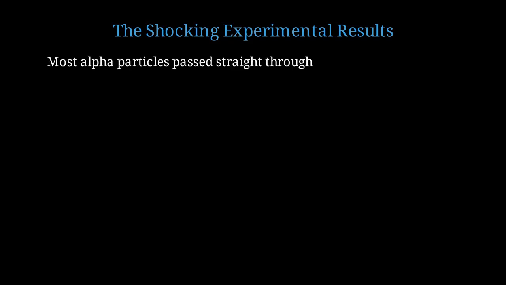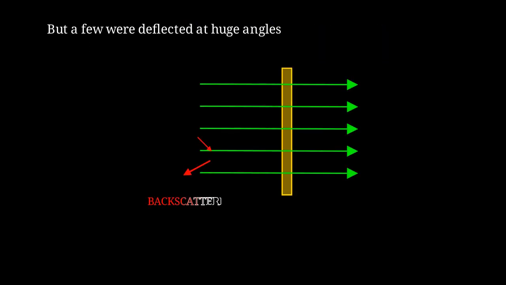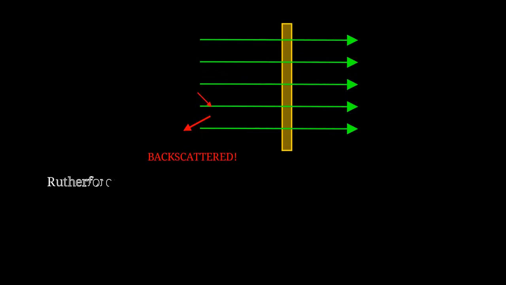So what actually happened when they performed the experiment? The results were absolutely astounding. As expected, the vast majority of alpha particles went straight through the gold foil with little or no deflection. But here's the bombshell. About 1 in 8,000 alpha particles bounce back at angles greater than 90 degrees. Some alpha particles were coming back almost in the direction they came from. This was completely unexpected. Rutherford later said, it was as if you fired a 15-inch artillery shell at tissue paper and it came back and hit you.